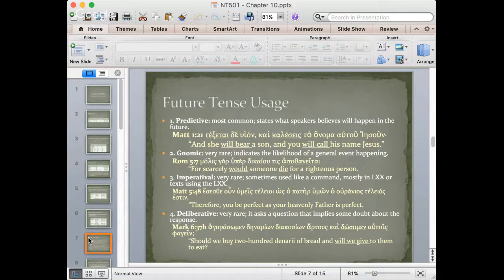You know, if you translate it normally, it's going to be like, will we buy 200 denarii of bread, and will we give it to them to eat? So you can kind of get the sense of it, translating it straight, but again, it's very unusual, very rare, but Long mentions it, so I'm mentioning it.